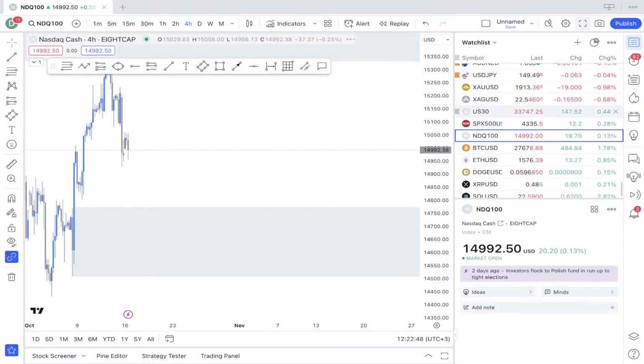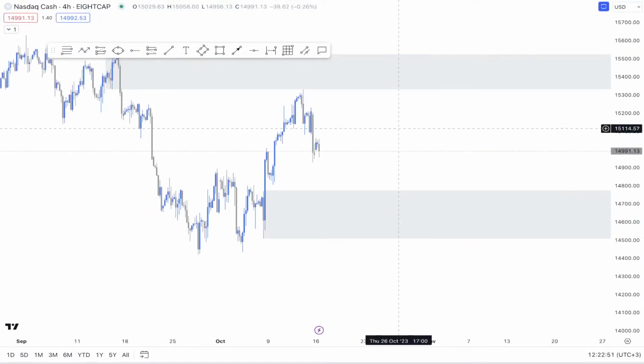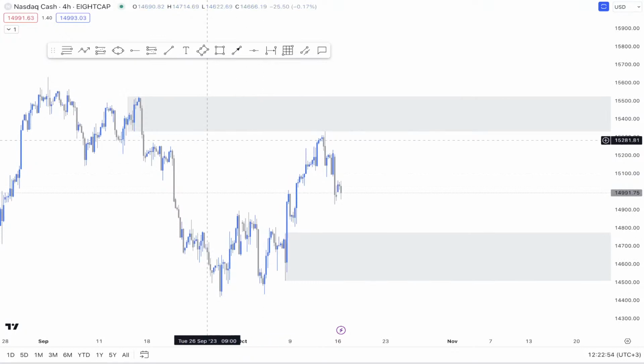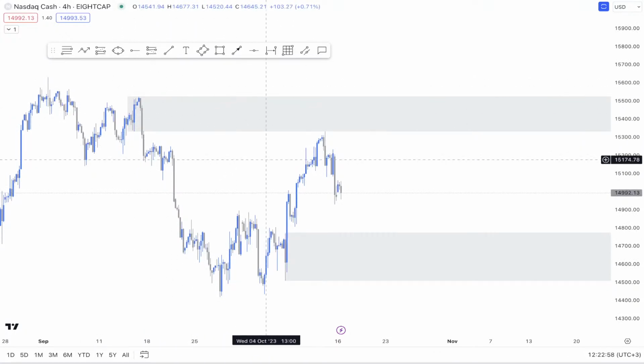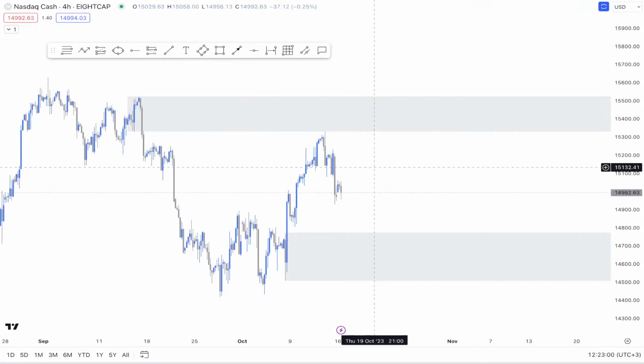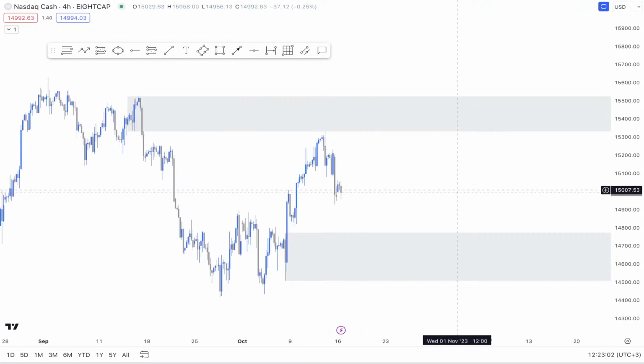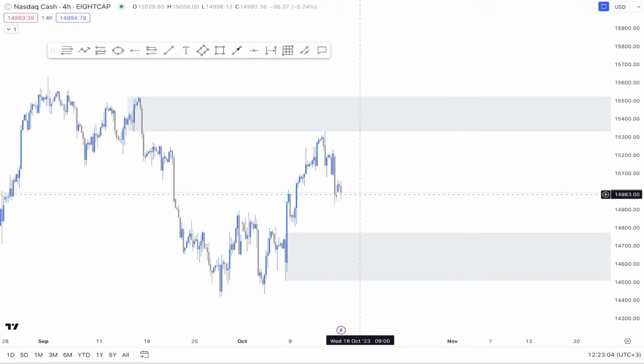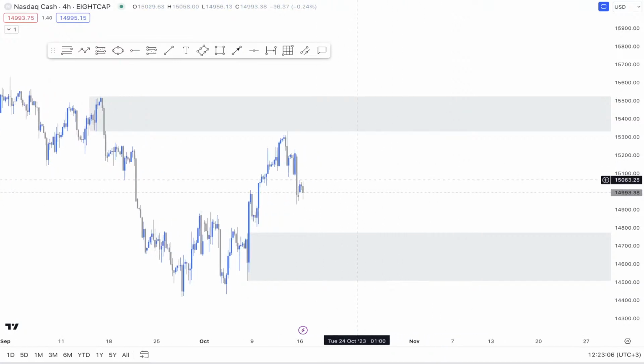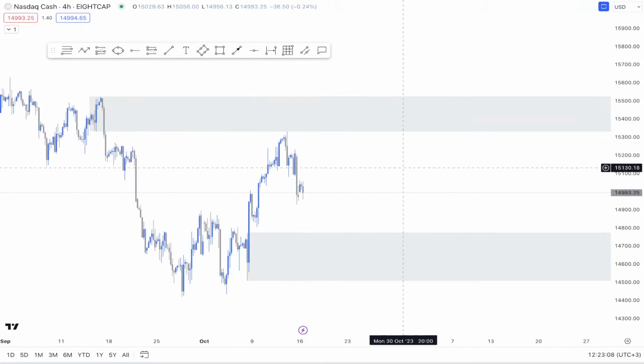And lastly, NAS100. On this pair, again, I don't really see a setup. We rejected nicely to this daily demand level, daily supply level here. But right here, I don't really see a clear setup. I don't really see a clear range. We are kind of in the middle of nowhere as well, because we are literally in the middle of these two zones. So I don't know.